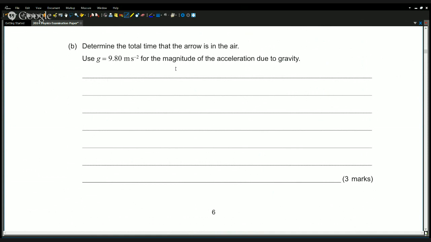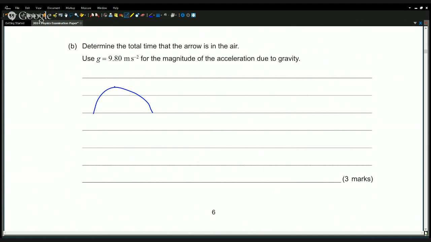Determine the total time the arrow is in the air. Use 9.8 meters per second squared for the magnitude of the acceleration due to gravity. All right, so a couple of approaches you could use. You may have been taught for unilevel projection. So your projectile is, that's a very bad parabola, but I'm drawing it with my fingers.